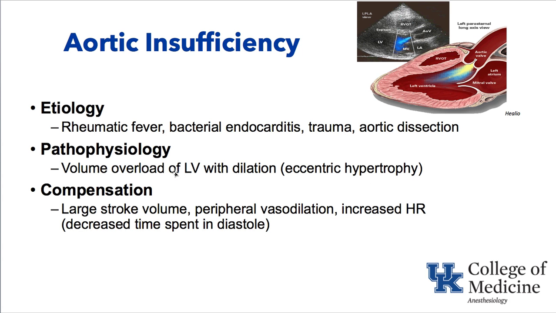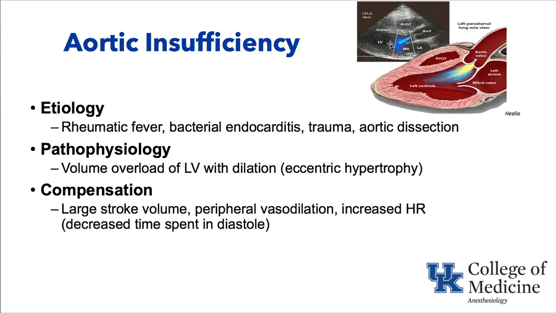Aortic insufficiency, let's move on from AS. Up at the top right shows a picture of blood leaking back through an aortic valve during diastole. And on echo, you can see the picture at the top right, that blue jet from the aorta through the aortic valve into the LV tract into the left ventricle. The etiology of aortic insufficiency could be rheumatic fever, could be destruction of the valve from bacterial endocarditis, trauma like chest trauma after a motor vehicle accident, or dissection of the aorta, which dissects down and interrupts the competency of that aortic valve.